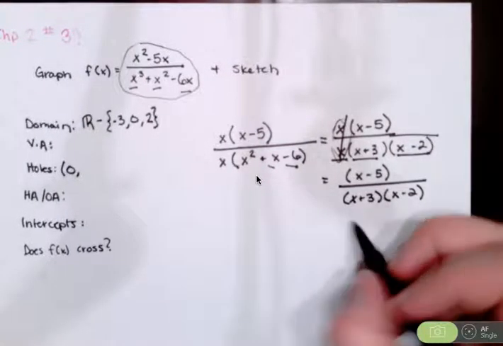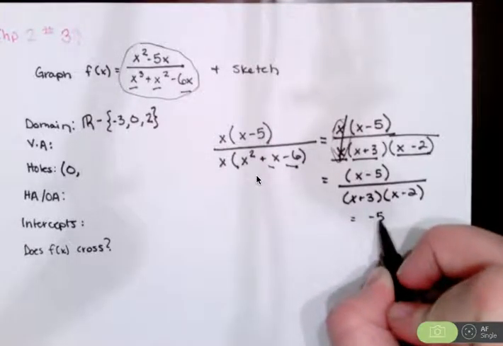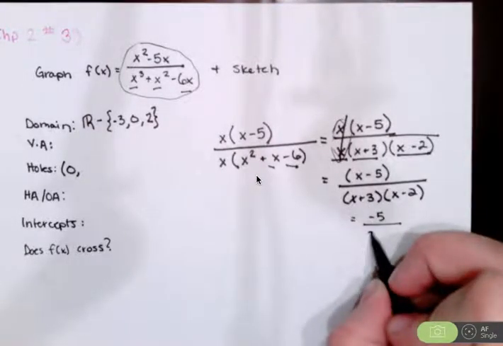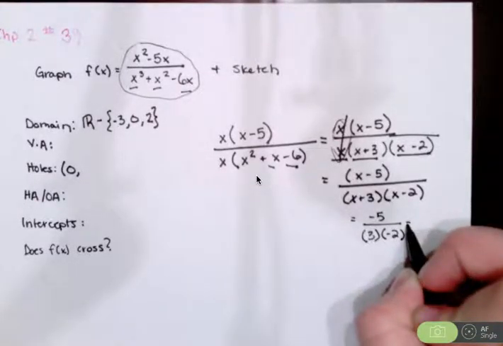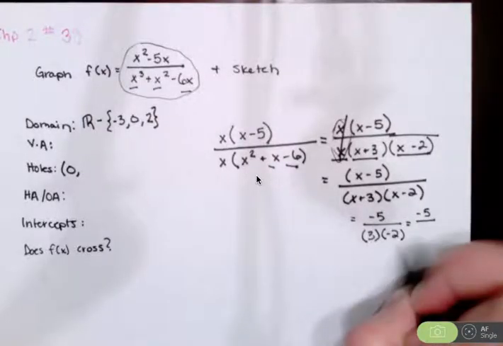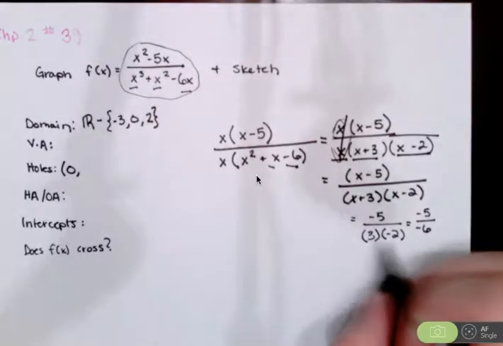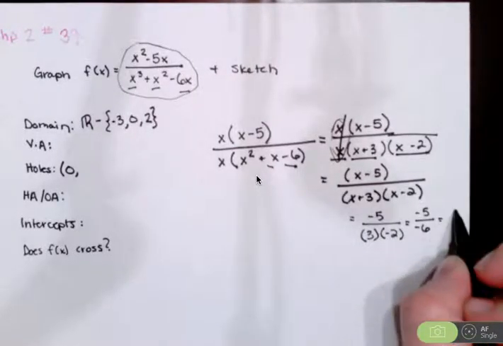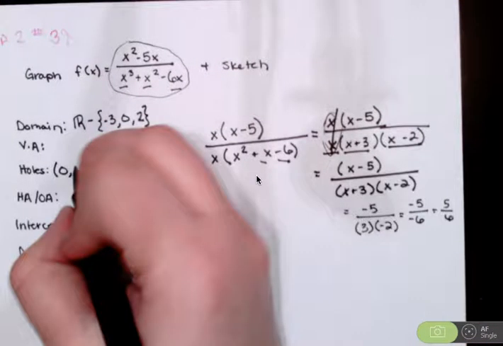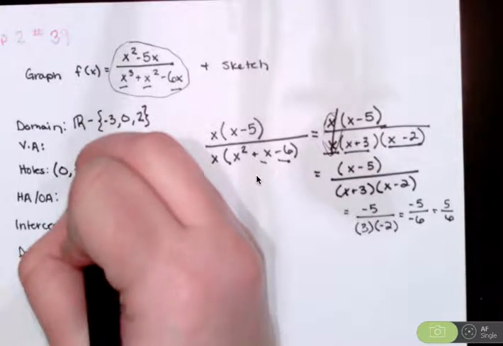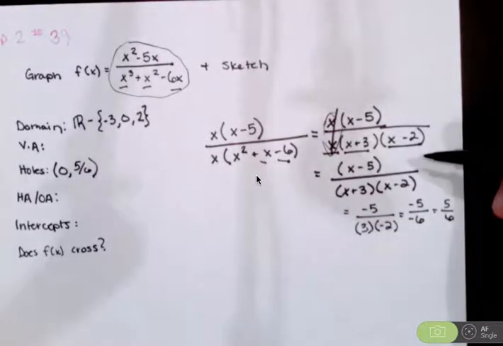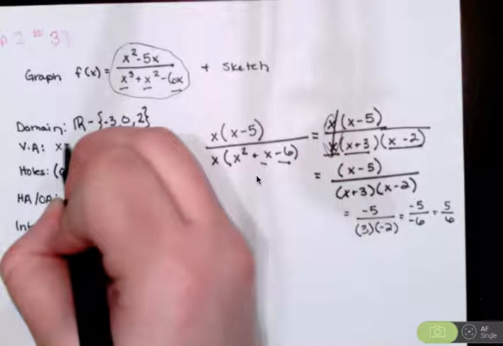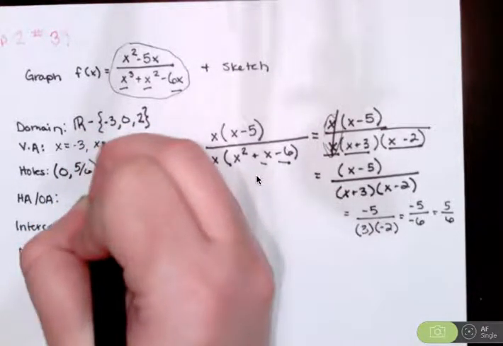So 0 minus 5 is negative 5. 0 plus 3 is 3. 0 minus 2 is negative 2. So then I get negative 5 divided by negative 6, because 3 times negative 2 is negative 6. A negative divided by a negative is a positive. So 5/6, so that means my hole is at (0, 5/6). And then anything that still remains on the bottom becomes a vertical asymptote because x still cannot be those values. So that means I have a vertical asymptote at x equals negative 3 and x equals 2.